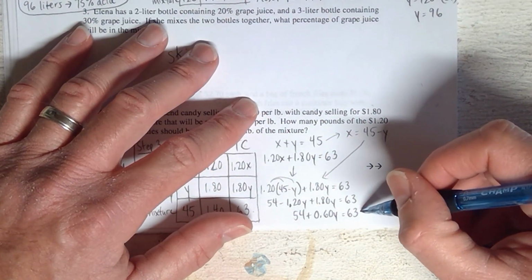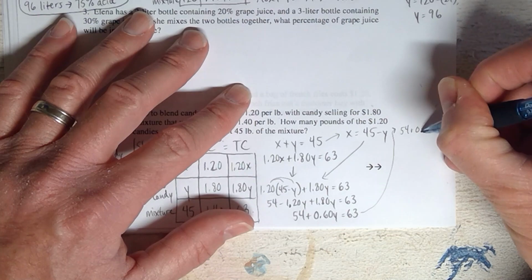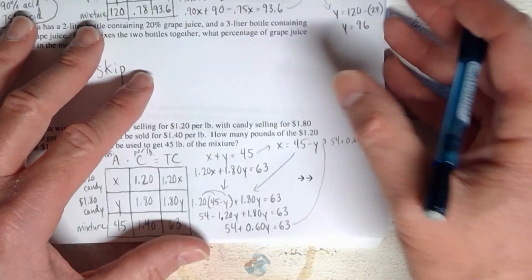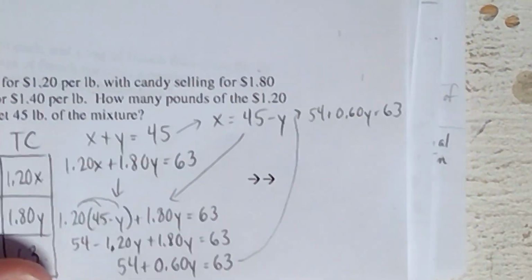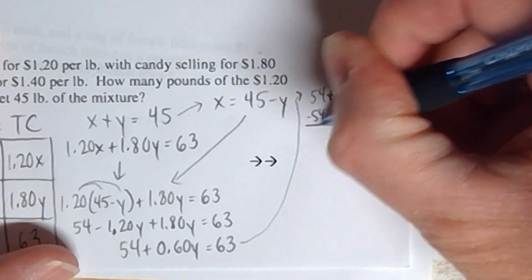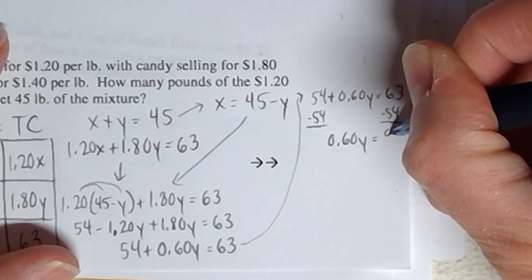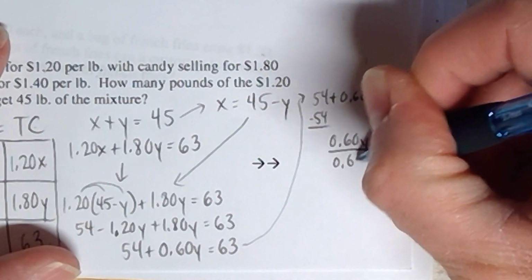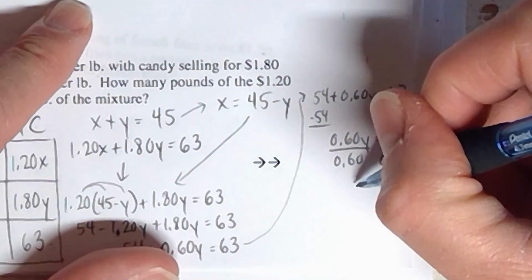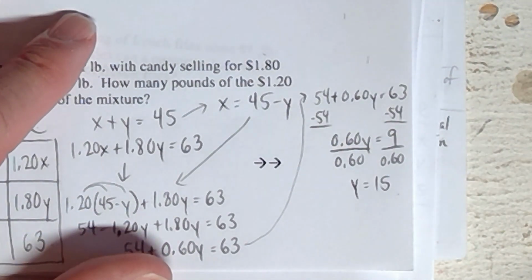I then need to what? Let me just rewrite the problem up here. Okay, let me zoom in a little bit there. It got kind of small. There we go. I need to move over the 54 with the 63. So I get 0.60y is equal to 9. I then divide out. And I'm going to get, in my calculator, 9 divided by 0.60 is exactly equal to 15.